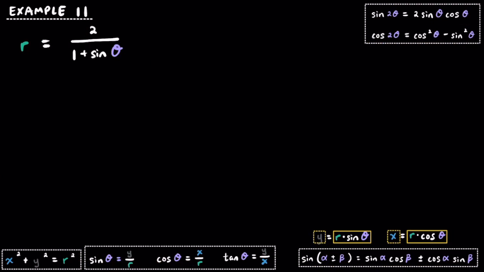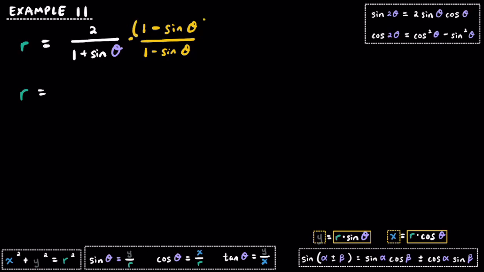For example 11, let's try the example r is equal to 2 over 1 plus sine of theta. To get started, let's multiply the right side of the equation by 1 minus sine of theta over 1 minus sine of theta. By doing so, we can rewrite the denominator as a difference of squares and then use a Pythagorean identity. So on the left side, we still have r is equal to.